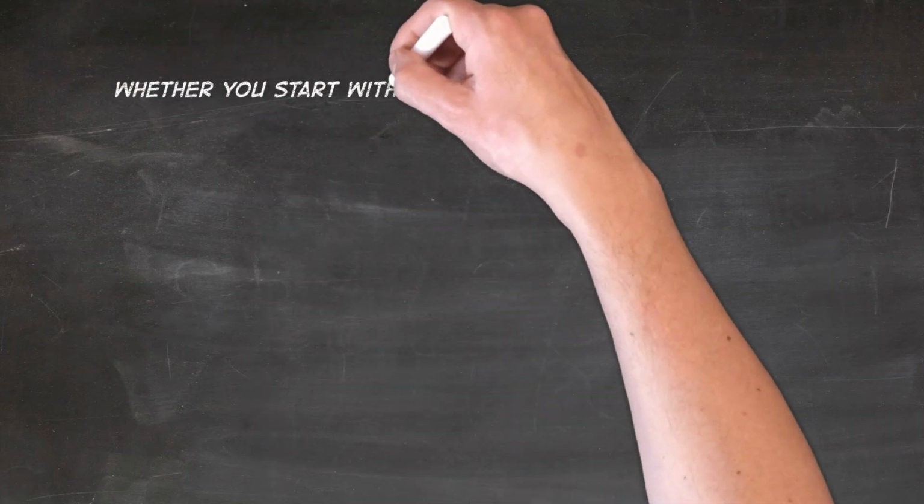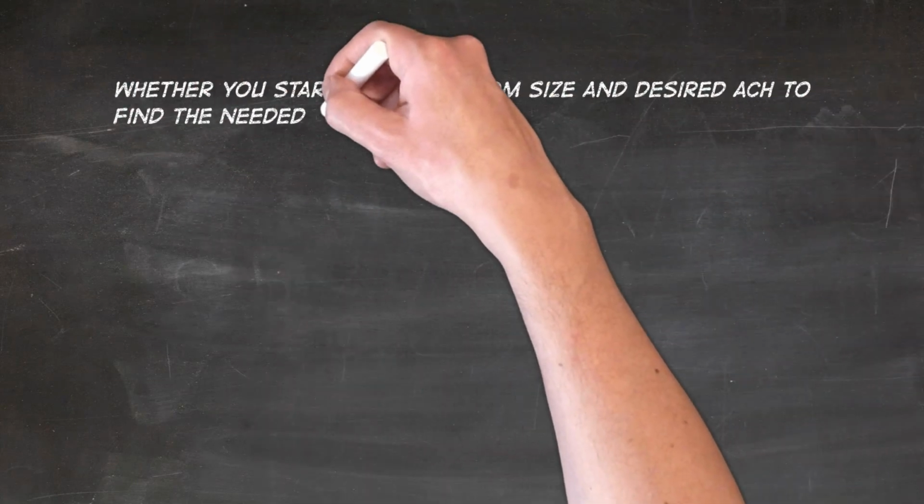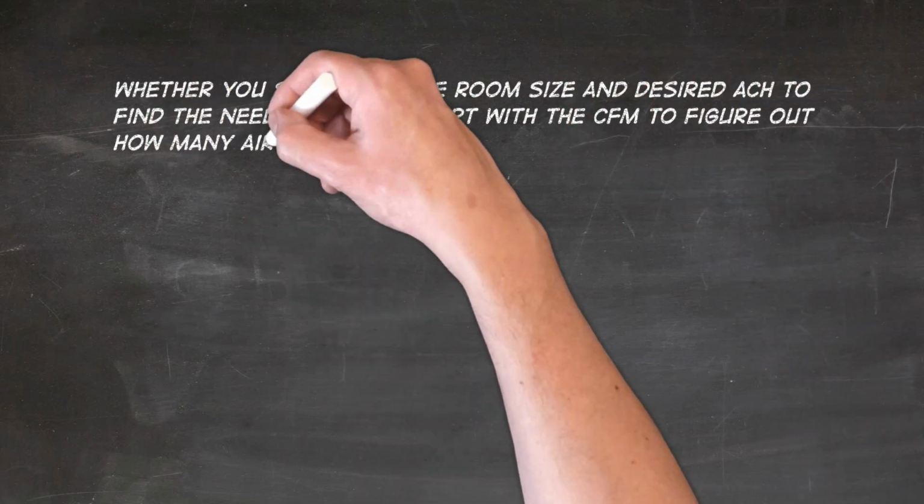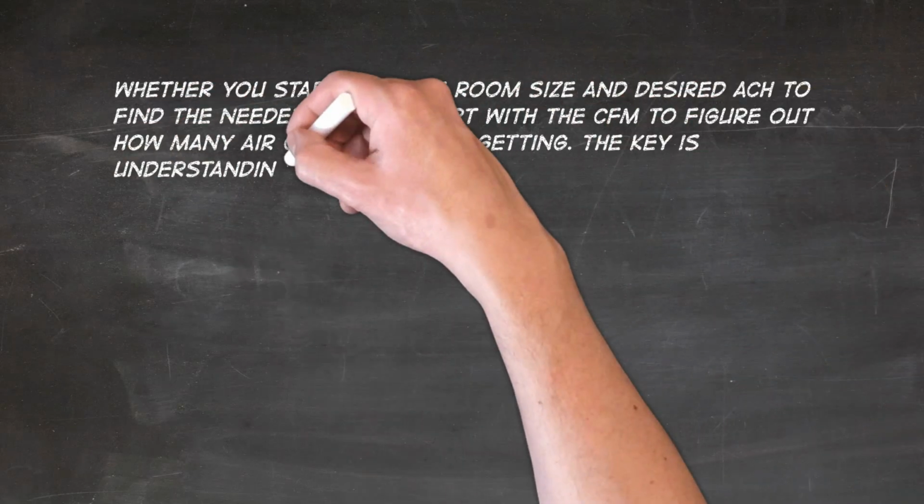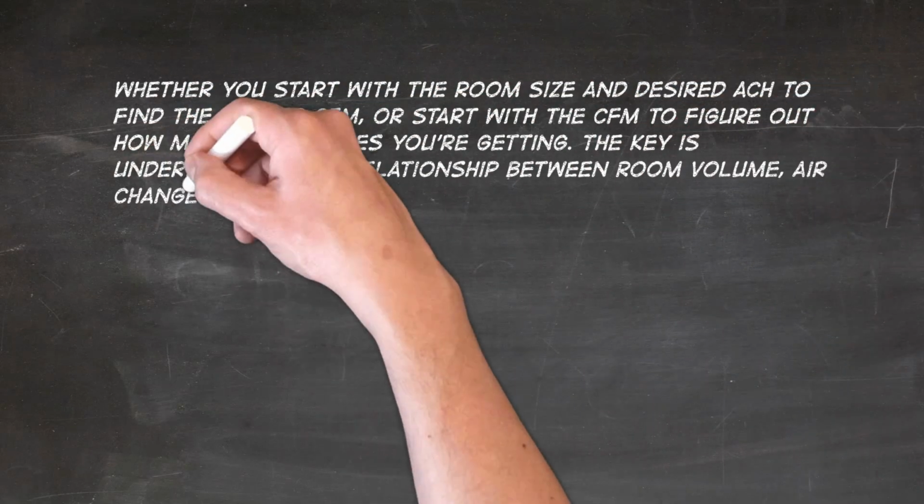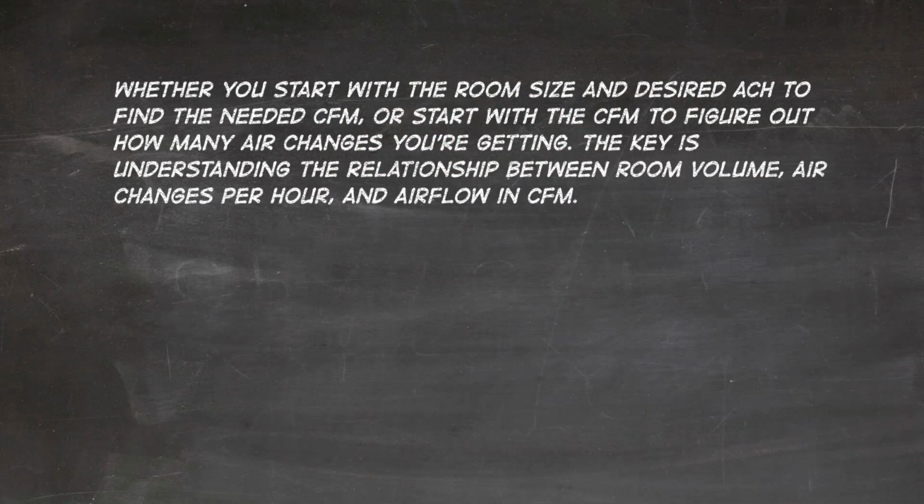So you see, you can go either direction. Whether you start with the room size and desired ACH to find needed CFM, or start with the CFM to figure out how many air changes you're getting. The key is understanding the relationship between room volume, air changes per hour, and airflow in CFM.